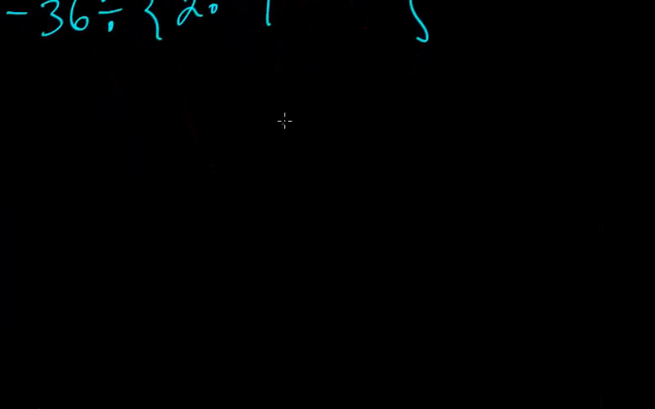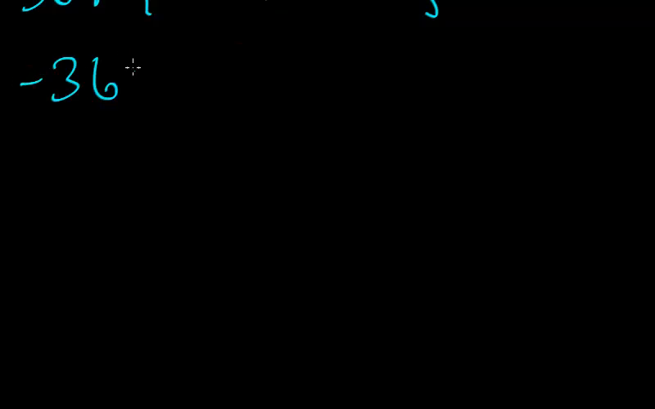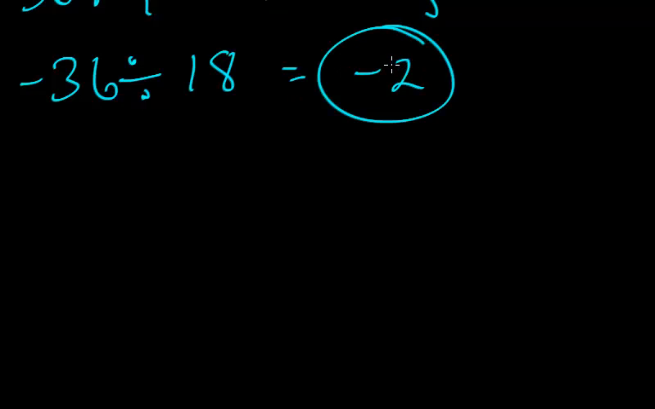So it's -36 divided by, now what's in these squiggly brackets would be 18. And so -36 divided by 18 would be -2. Final answer. And that's basically how you would do it.